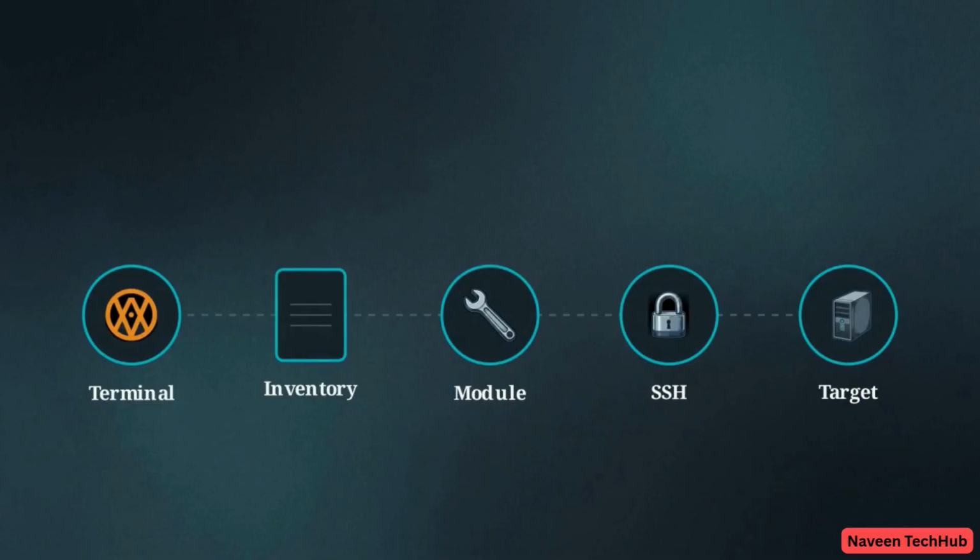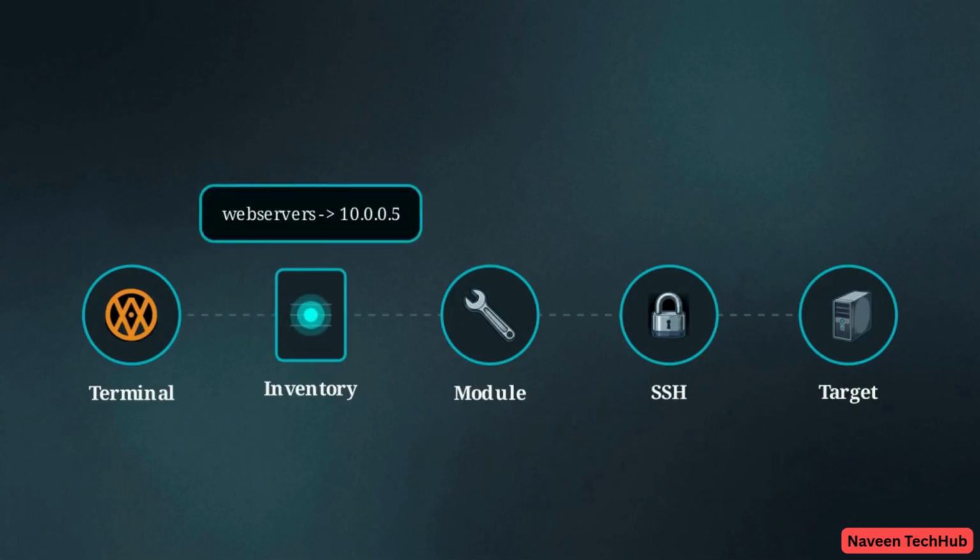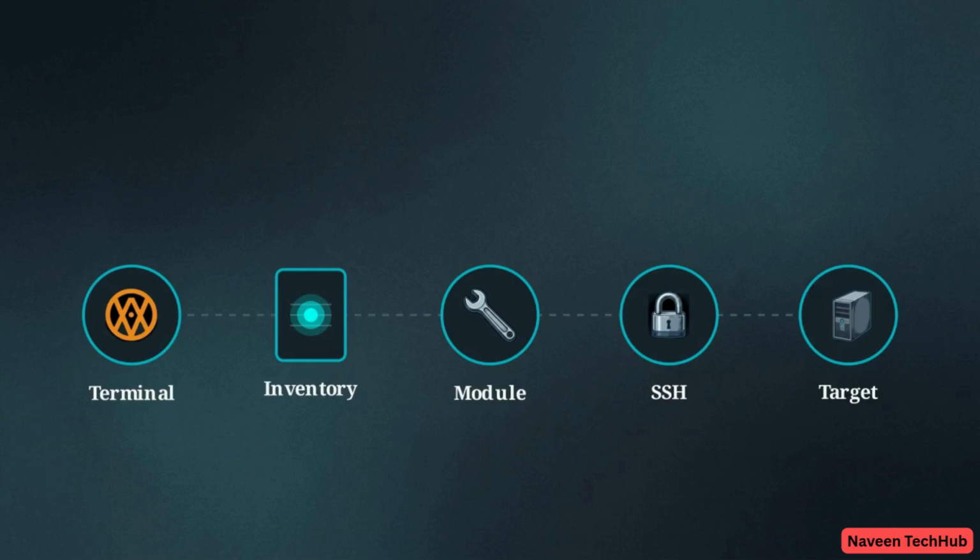To see how all of this connects, let's look at this step-by-step flowchart showing the entire journey of a command, from the moment you hit enter to the final success message. First, your terminal checks the inventory file to translate your target names into actual IP addresses. Next, it takes the tool you requested, packages it up, and securely travels across the network to the target machine. Finally, the action is executed, and a status message travels back to your screen, lighting up green for a success or yellow if a change was made.